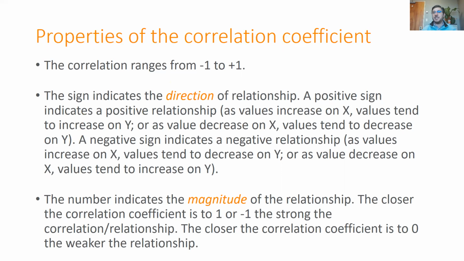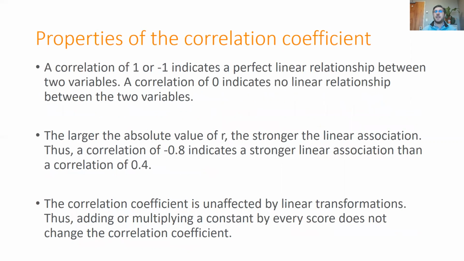The negative sign means that the relationship goes in the opposite direction. As we increase on X, we decrease on Y. So the sign of the correlation just indicates the direction of the relationship. Are the variables moving in the same direction or opposite directions? The number indicates the magnitude of the relationship. The closer the correlation is to 1 or -1, the stronger the relationship is. The closer the correlation is to 0, the weaker the relationship is. So just a few properties of the correlation coefficient.